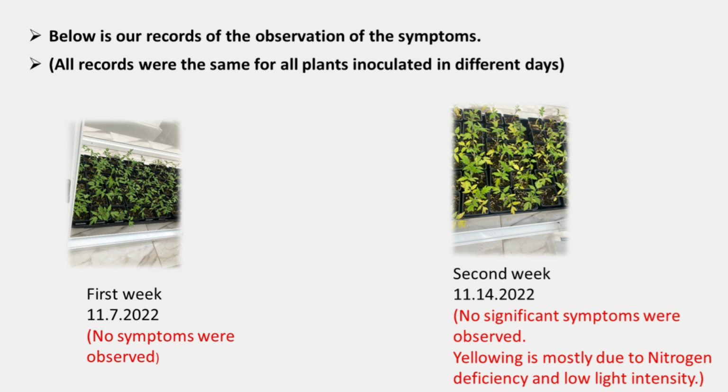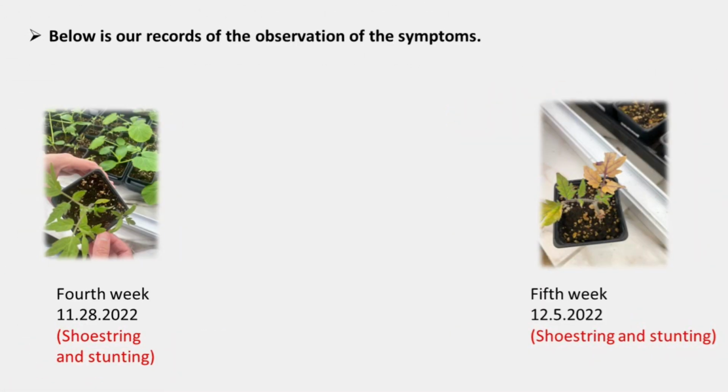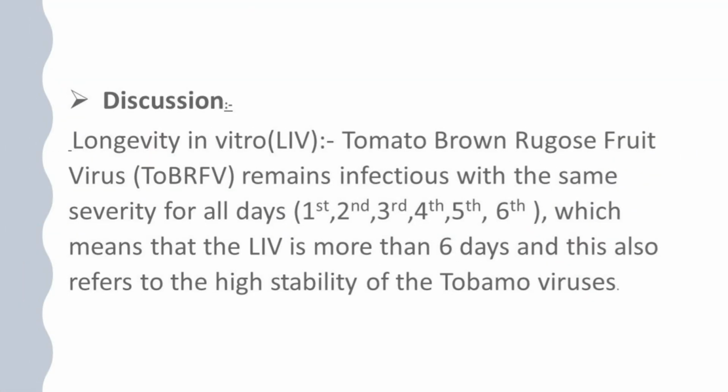Below are our records of the observation of the symptoms. All records were the same for all plants inoculated in different days. First week, no symptoms were observed. Second week, no significant symptoms were observed. Third week, yellowing, mostly due to nitrogen deficiency and low light intensity. Fourth week, shoestring and stunting. Fifth week, shoestring and stunting.